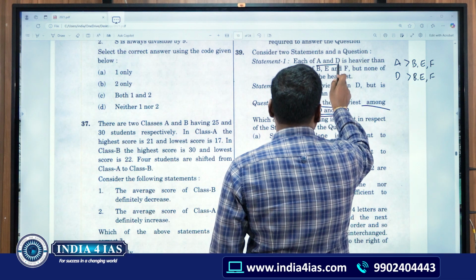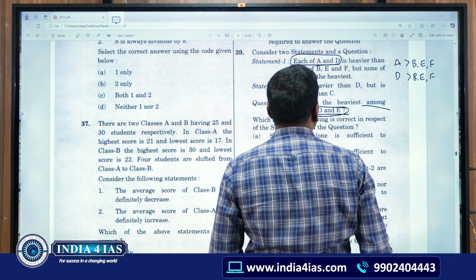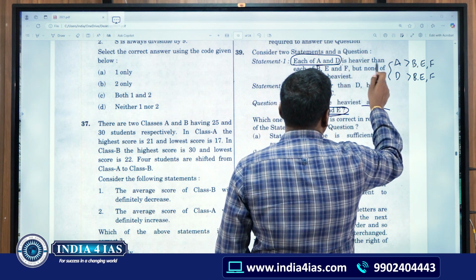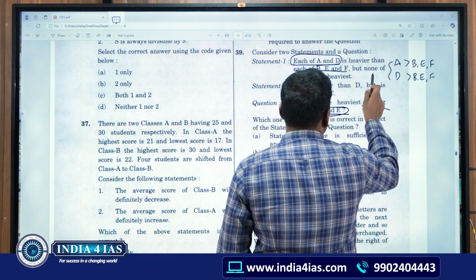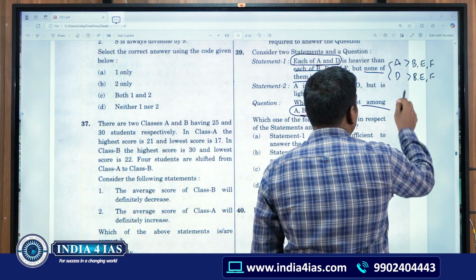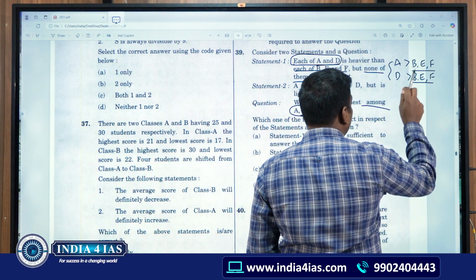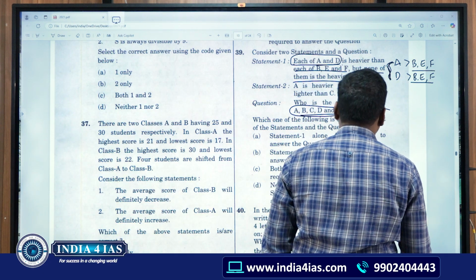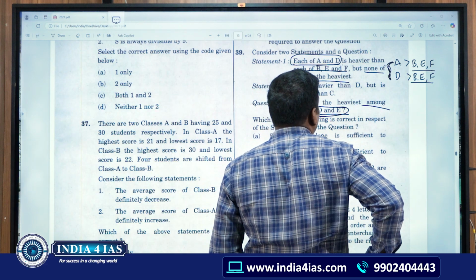Each of A and D, they are telling about each of A and D. They are beginning the sentence with each of A and D is heavier. So they are talking about A and D. Then each of B, E and F, but none of them is the heaviest. So anyways, B, E, F are not the heaviest. And A and D, again, one of them is not heaviest. So can I tell who is the heaviest among A, B, C, D, E?